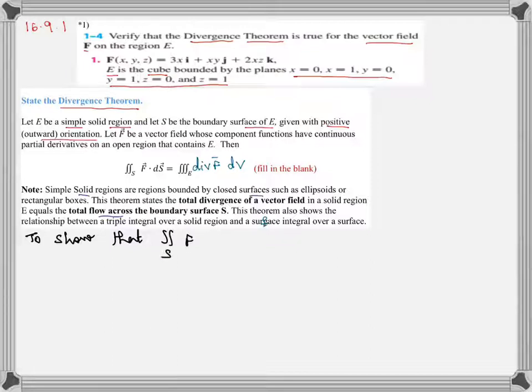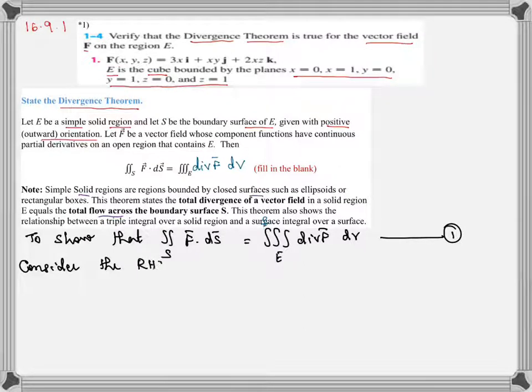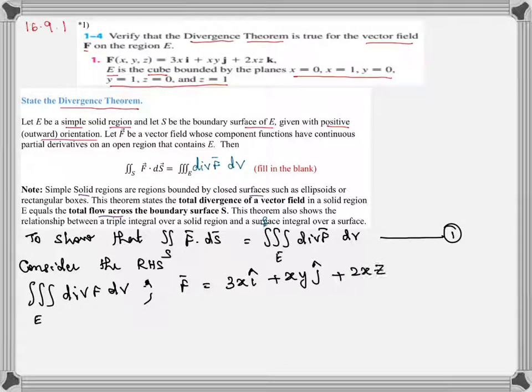To show that the double integral over S of F dot dS equals the triple integral over E of div F dV, we will go one side at a time. So consider the right hand side, which is the triple integral over E of div F dV. So we have to compute the divergence of F. F is given by 3x i plus xy j plus 2xz k.